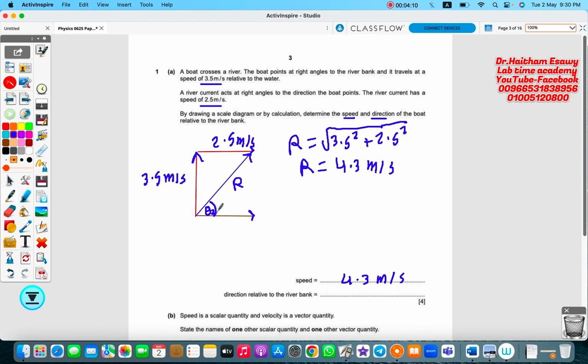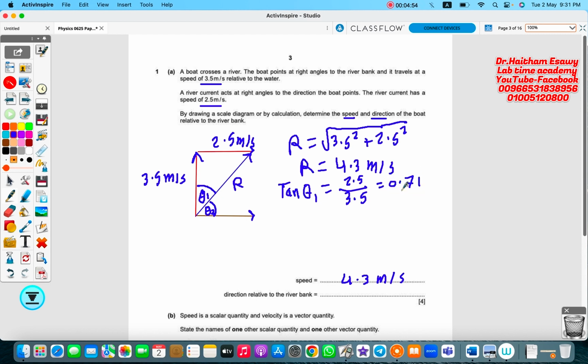How can I get it? First of all, we know all of this angle is 90. So we have to get this angle. How can I get this angle? We can get it by tan theta. So here, if it is theta 1, let's get tan theta 1 equals opposite over adjacent. So 2.5 over 3.5. Okay? So 2.5 over 3.5 equals 0.71.